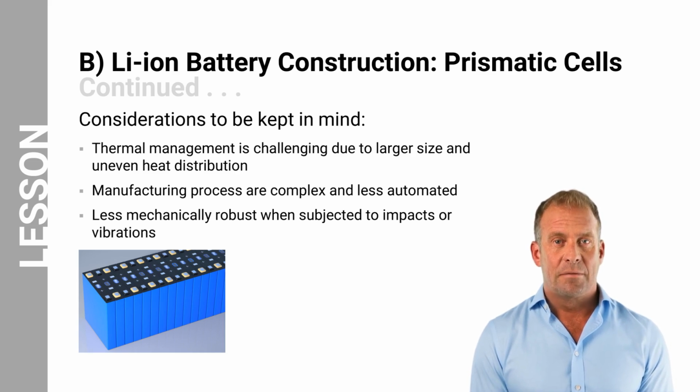Manufacturing complexity. The manufacturing process for prismatic cells can be more complex and less automated compared to cylindrical cells, potentially leading to higher costs. Mechanical stability. Prismatic cells may be less mechanically robust than cylindrical cells, especially when subjected to impacts or vibrations.